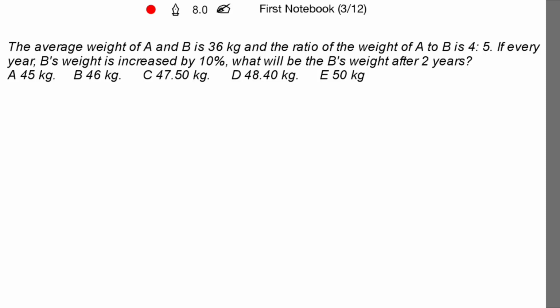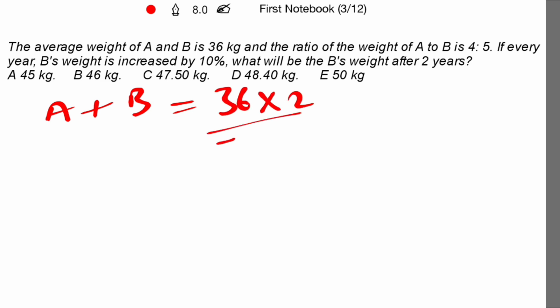The average weight of A and B is 36 kg. The total weight is 36 into 2, which is 72.